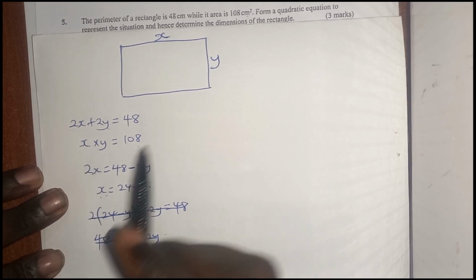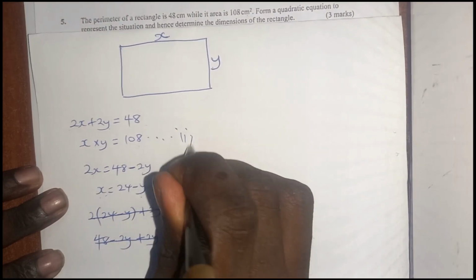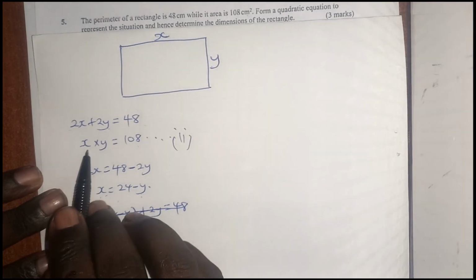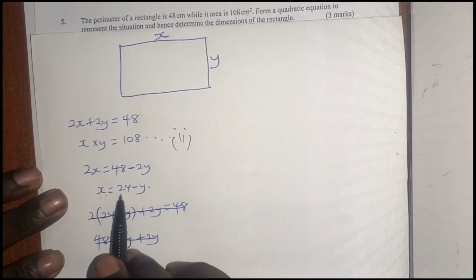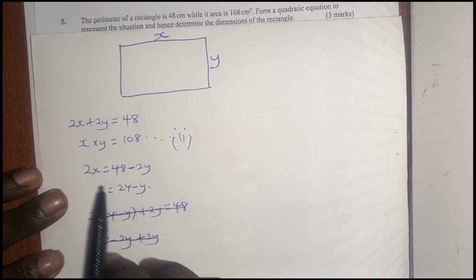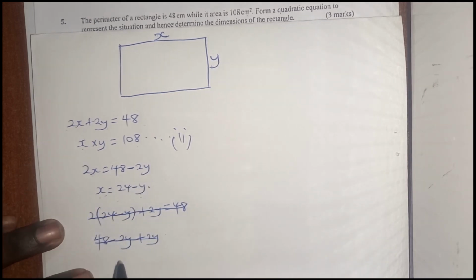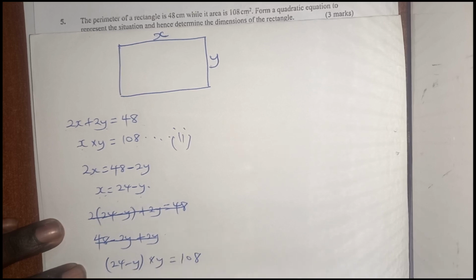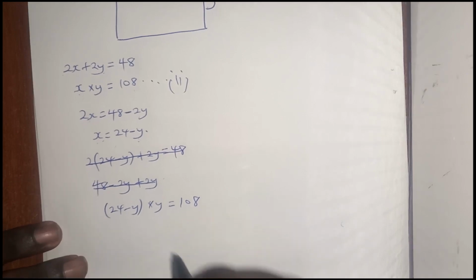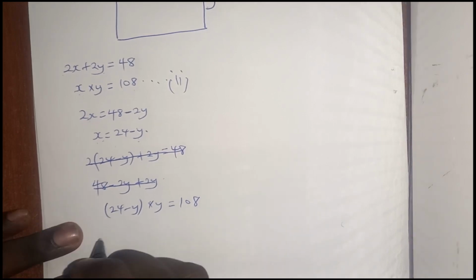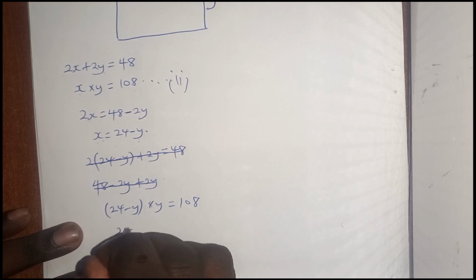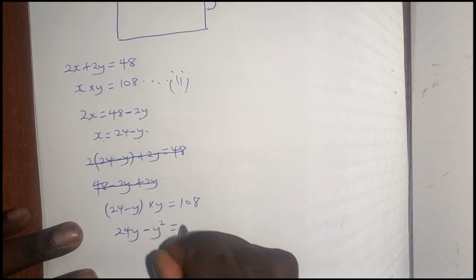So we come into the second equation, which is this. We feed it into that equation. We know x is written as 24 minus y. So let's feed it in there. We're going to have 24 minus y times y equals 108. Kindly forgive me for that mistake. So that says we have now 24y minus y squared equals 108.